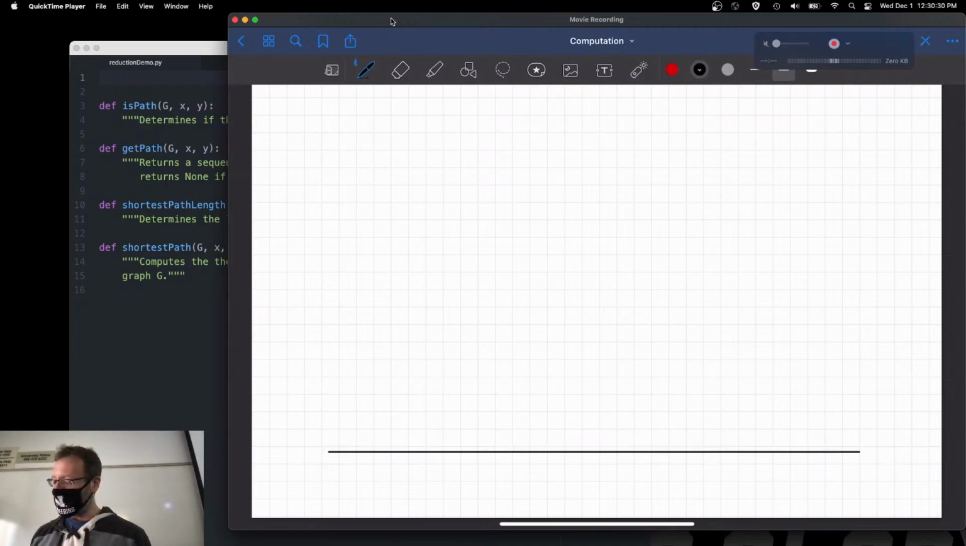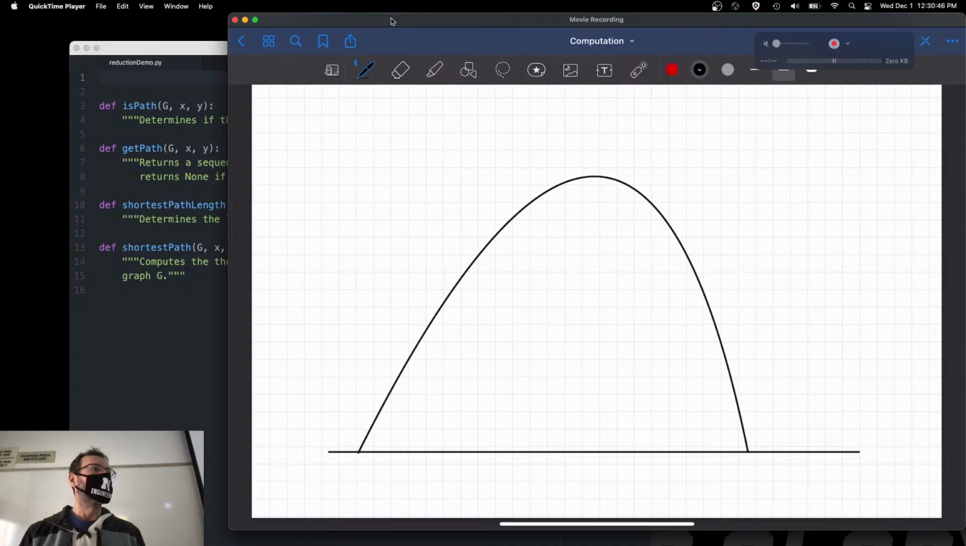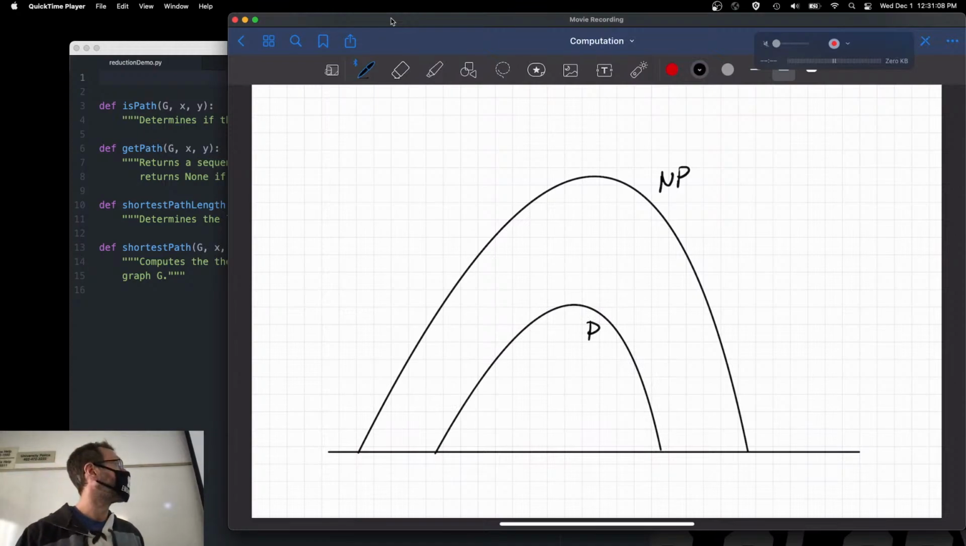So complexity theorists like to draw the complexity landscape using Venn diagrams, but not Venn diagrams as in a bunch of circles or anything like that. Instead, these arcs. So what I'm going to do is say that this is the class NP right here. Remember that NP is non-deterministic polynomial time. It is not non-polynomial time. We don't know whether or not this is equal to P, but we do know that P is contained inside of this. And so I'll put this as P.